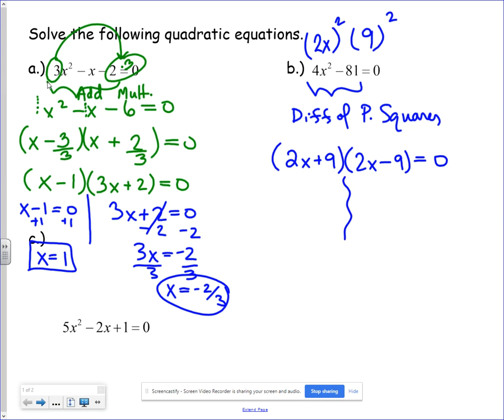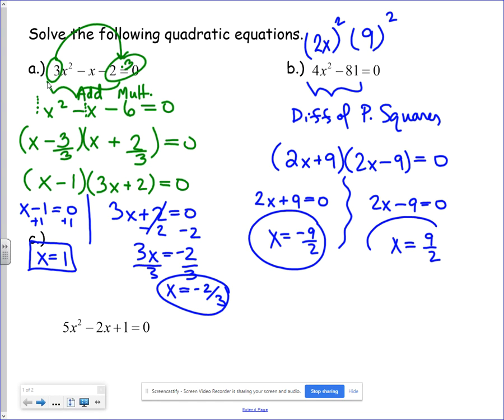And then, just like we did over here on this example A, once you got a factor, you set both of the factors equal to 0 and then solve. So when we solve this one, we get x equals negative 9 halves. When we solve this one, we get x equals positive 9 halves. So the roots are negative 9 halves and positive 9 halves. That's solving that one by factoring.